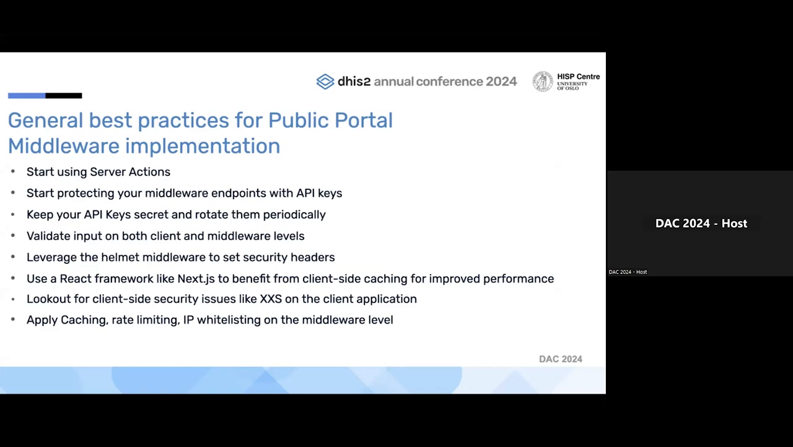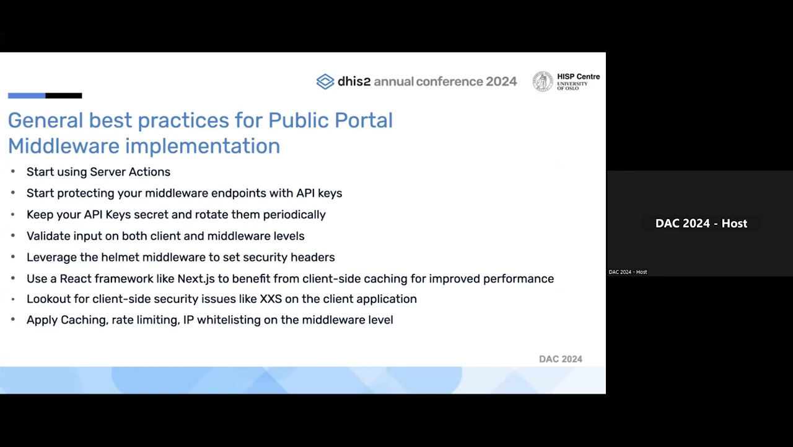The helmet middleware also, there's a middleware called helmet for Express. You could use it in Node.js applications. If your middleware is a Node.js application, you could use this middleware to set security headers. Security headers are very important. They help, especially the CSP header, the content security policy header, which helps protect against various client-side injection attacks, XSS, and the likes.